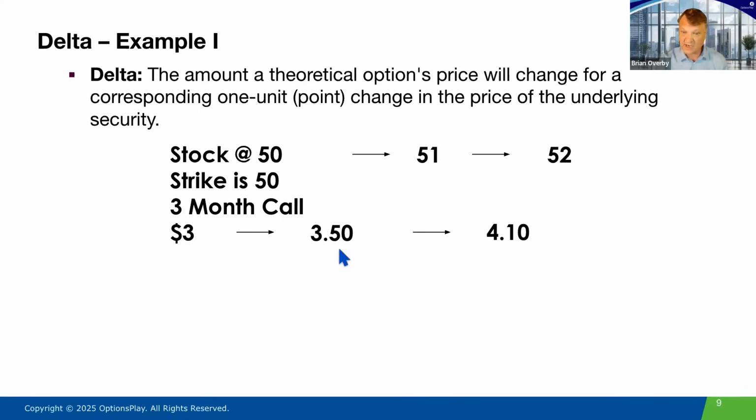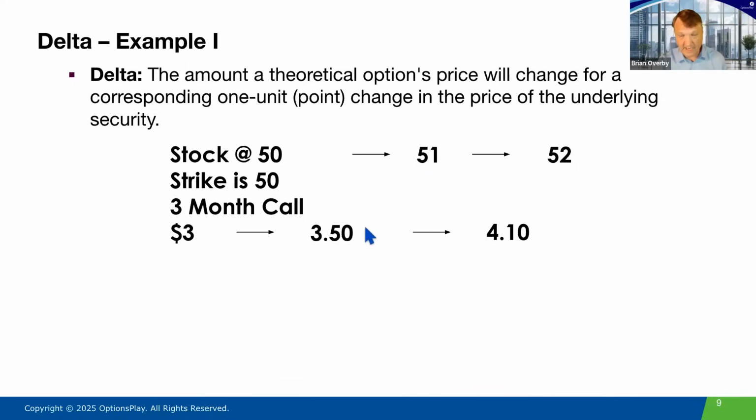Now, in the real world, it's dynamic. It's going to go up a little bit more than 50 cents, but we're going to keep things simple here. When that happens, that means that your option goes up 50 cents, but that also means that you made $50 on your one option contract because each option contract represents 100 shares of stock.